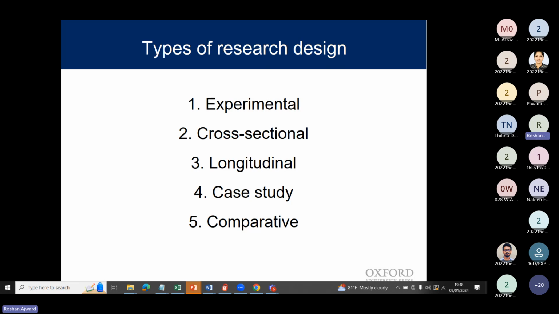So likewise, number 2, cross-sectional, number 3, longitudinal. Big names, but simple ideas are behind this, and I'll explain them to you.